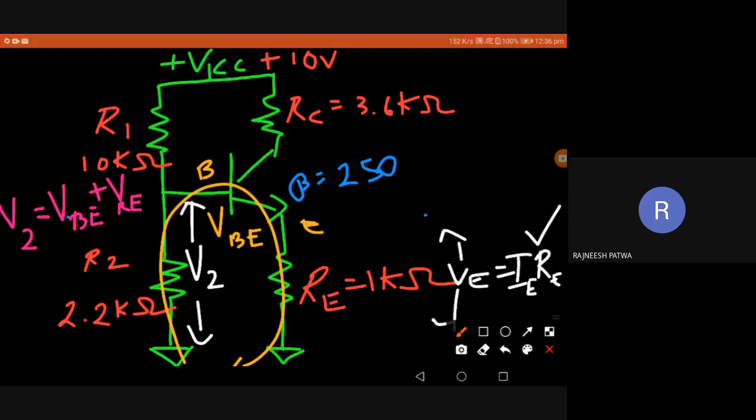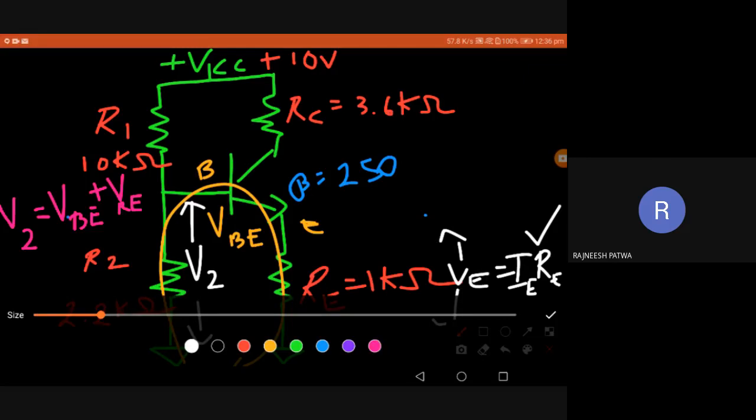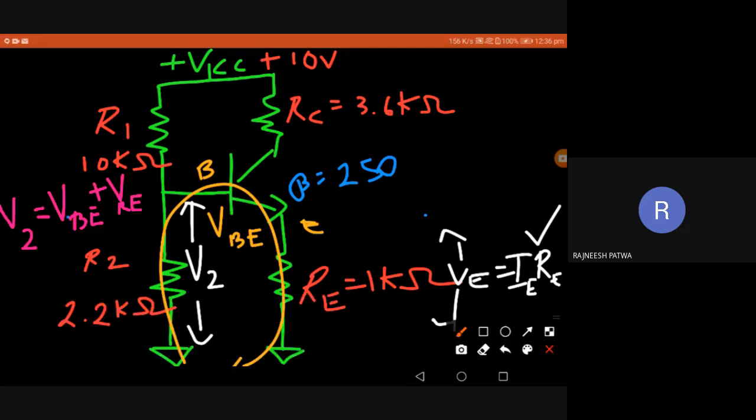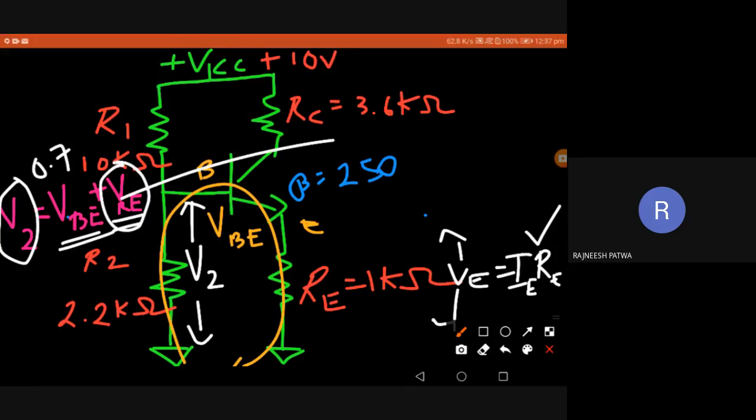Now here we have two things. V2 I can easily calculate using the voltage divider. VBE I already know, 0.7. Now I can calculate VE using this equation. I know VE is nothing but IE times RE. I know RE already, so I can find IE from there.